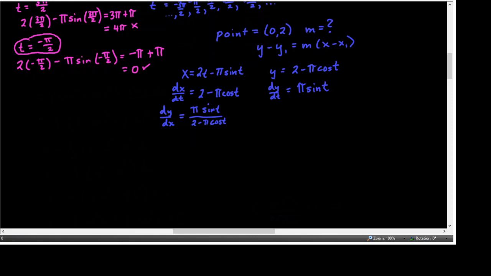Okay, so one of the lines, the slope will be calculated by taking dy/dx and evaluating it at one of our two values. Let's do pi over 2 first, and then we'll do negative pi over 2 in a second. So we're evaluating the first derivative when t is pi over 2. So that'll be pi sine of pi over 2 divided by 2 minus pi cosine of pi over 2.